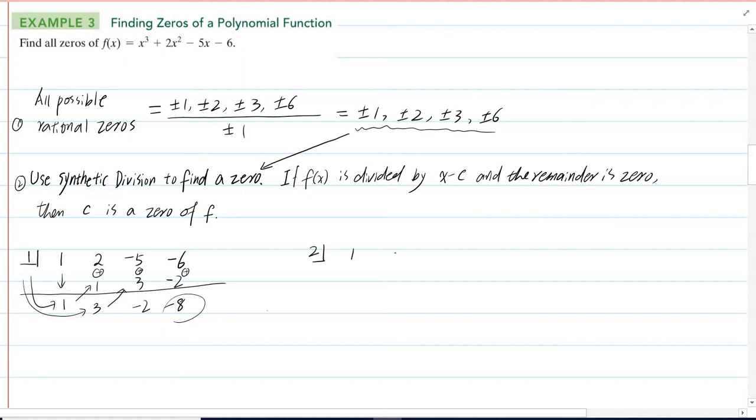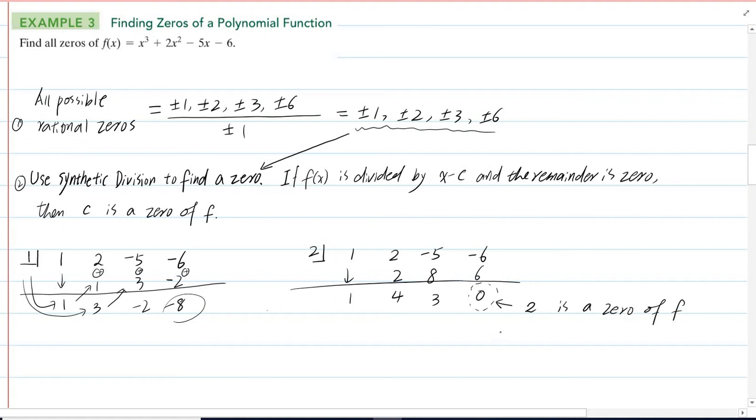So again we have 1, 2, -5, and -6. Drop it down, we have 1. Multiply by 2 to get 2. Then add them to get 4, and then this multiplies to 8. Add them, that will be 3. Multiply to get 6, and then we'll add them. That gives you 0. So the remainder is 0. That means the 2 is a zero of f.